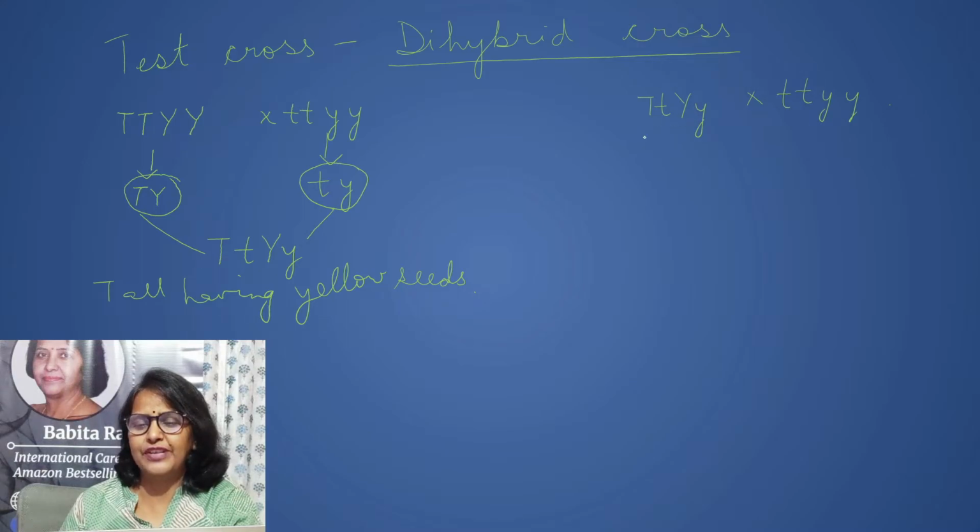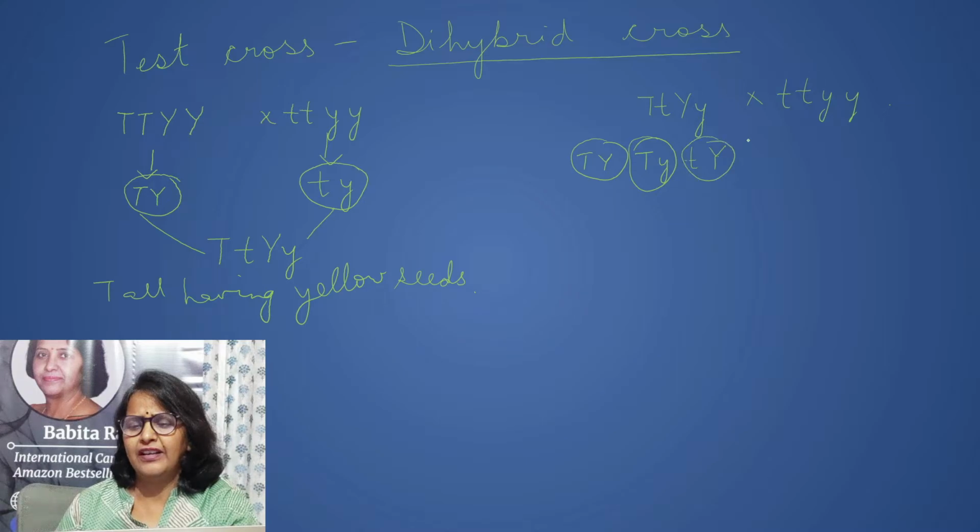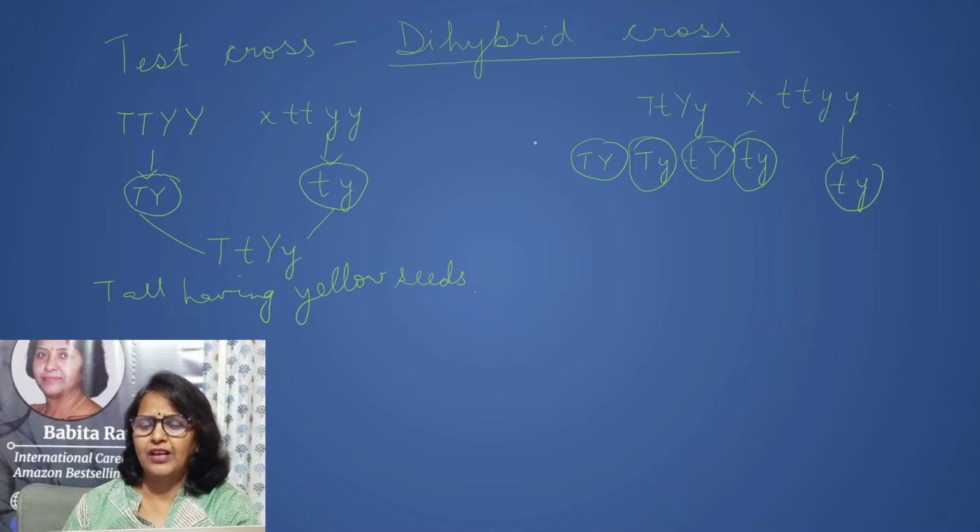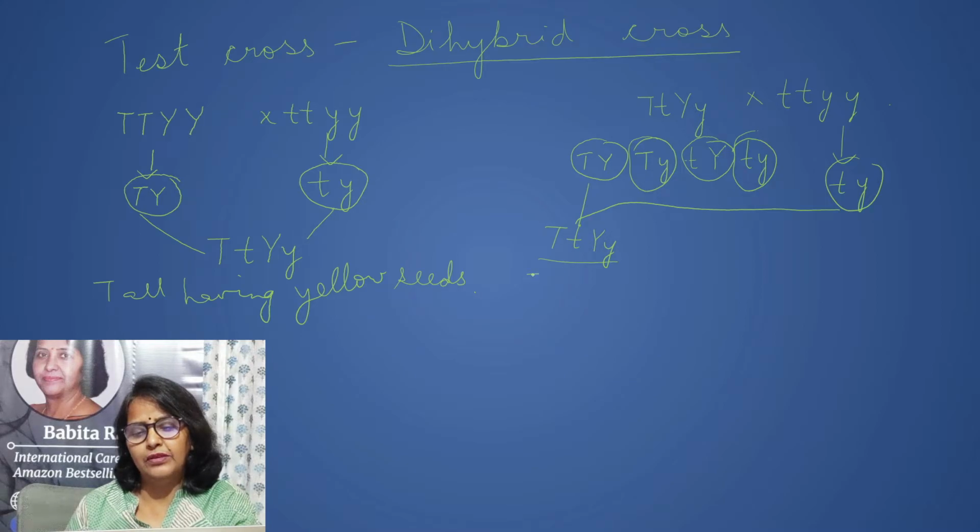Because this has two heterozygous genes, so we are going to have 4 gametes. One is capital T, capital Y, capital T, small t, capital Y, small t, small y. This will have only one type of gamete, that is small t, small y. So if we combine this with the gametes that we have, capital T, small t, capital Y, small y, what is the phenotype? Tall with yellow seed.